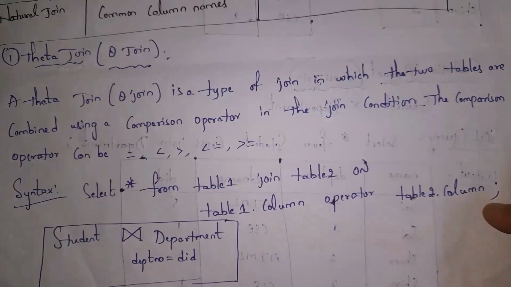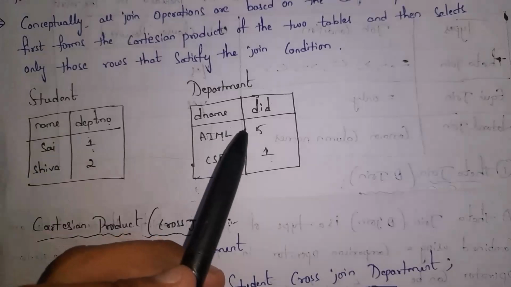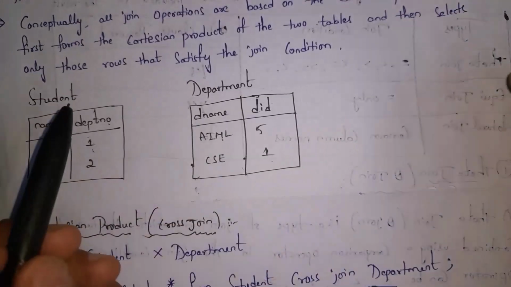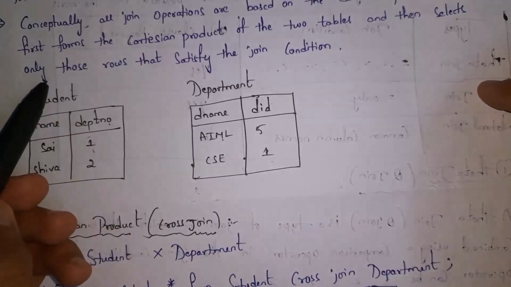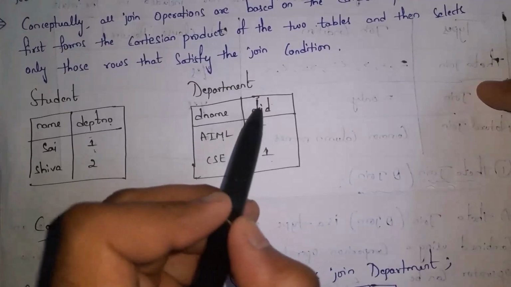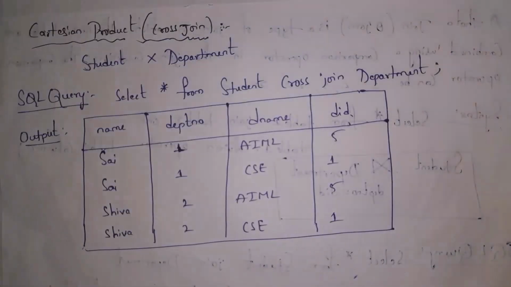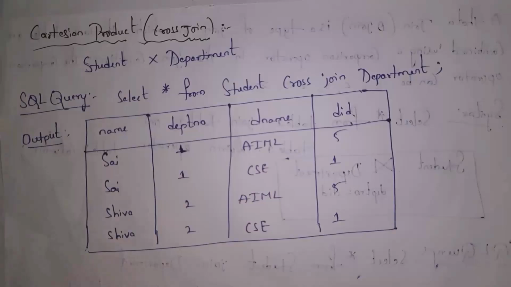Let's give an example. In the student table, I want to select the department number column and in the department table, I want to select the DID column. So I want to give a condition like, in the student table, if the department number column is equal to the department table DID column, I want to combine those rows. Guys, I already told before, whenever you want to perform any join operation, at first Cartesian product is performed, and on this Cartesian product table, the join operation will be performed.